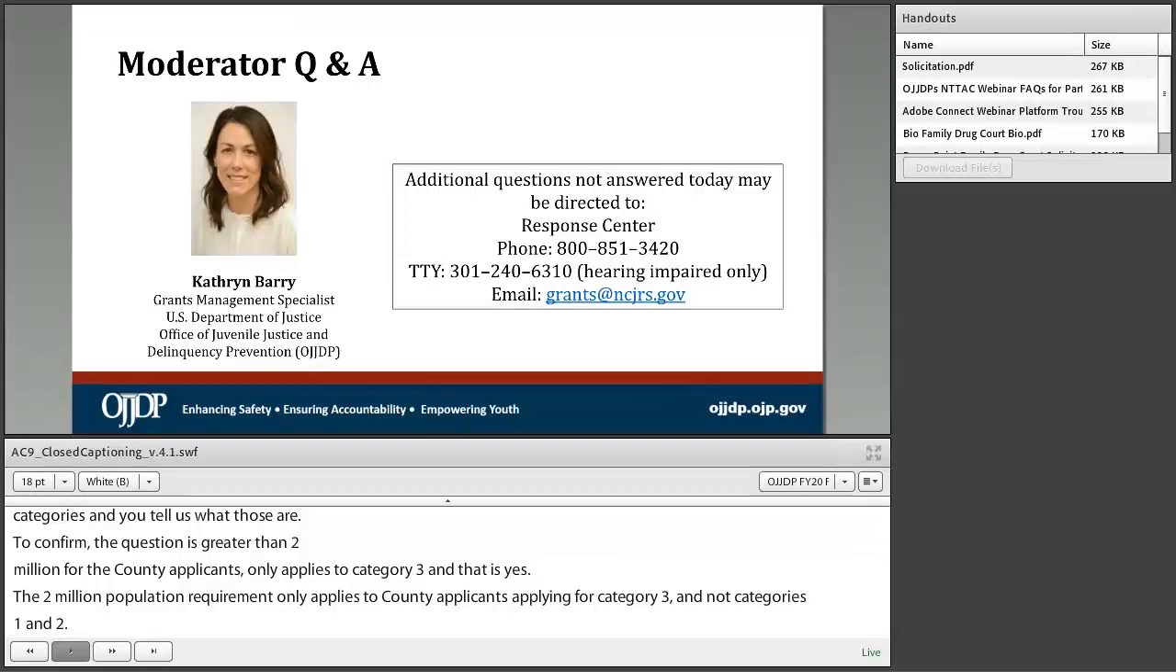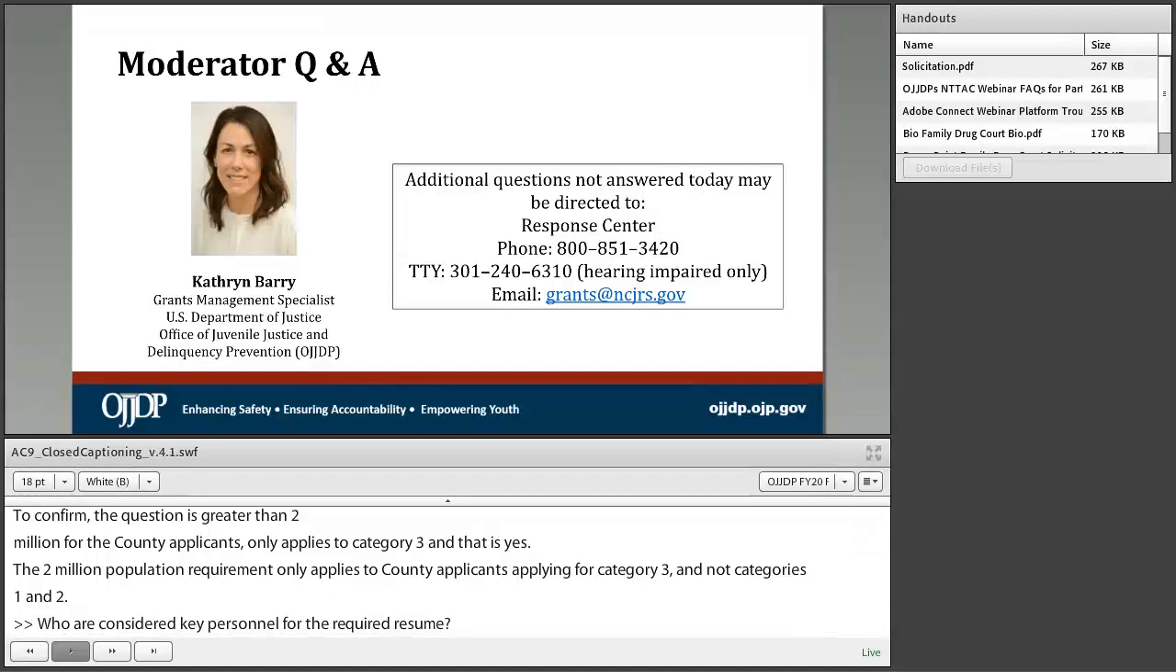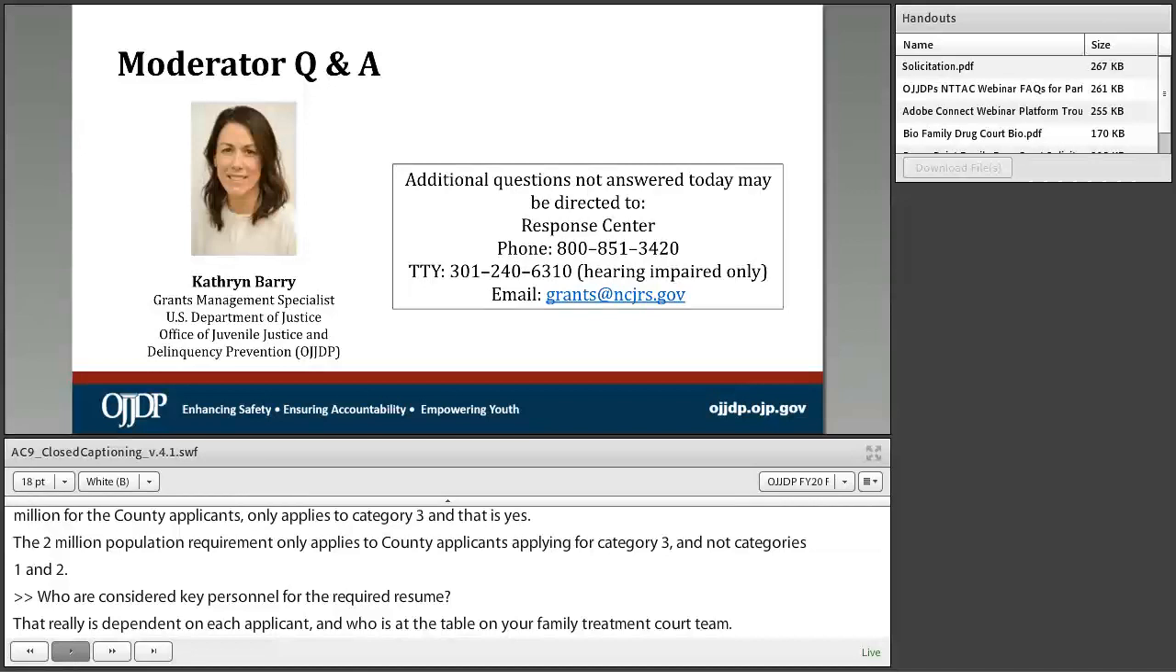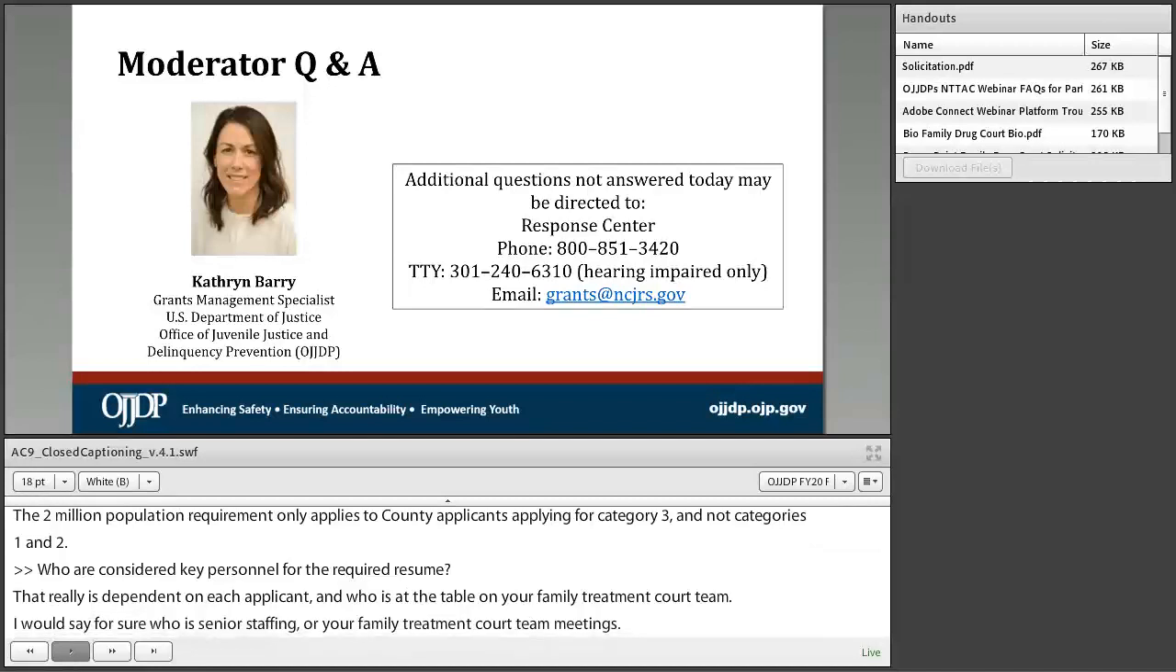So who are considered key personnel for the required resumes? That's really dependent on each applicant and who is at the table on your family treatment court team. I would say for sure, whoever is in your staffing or your family treatment court team meetings. Those are for sure key folks, key personnel.